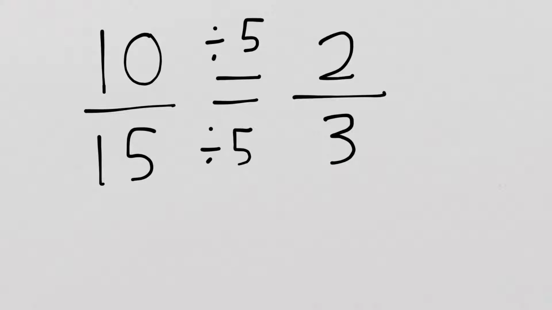We've now simplified 10/15 and divided the top and the bottom by the same amount, by 5, to make it into its simplest form, 2/3. And I know that I can't simplify it any further because the only number that goes into both 2 and 3 is 1. And that's when we know we can stop simplifying.